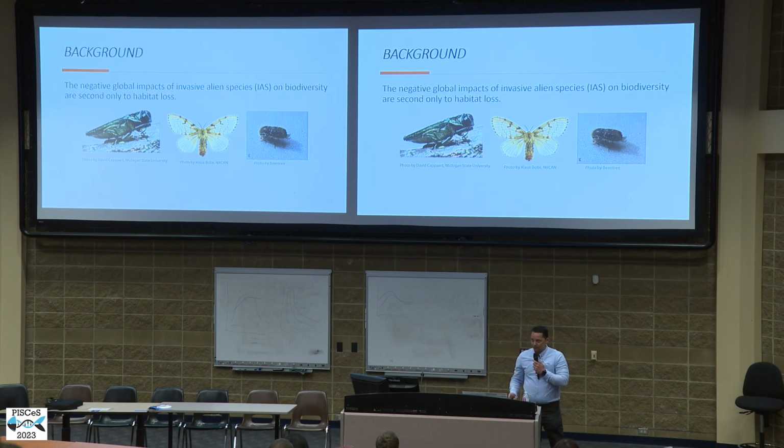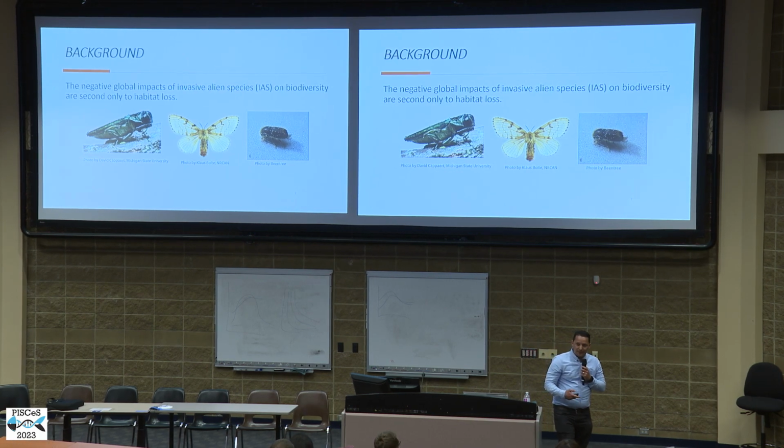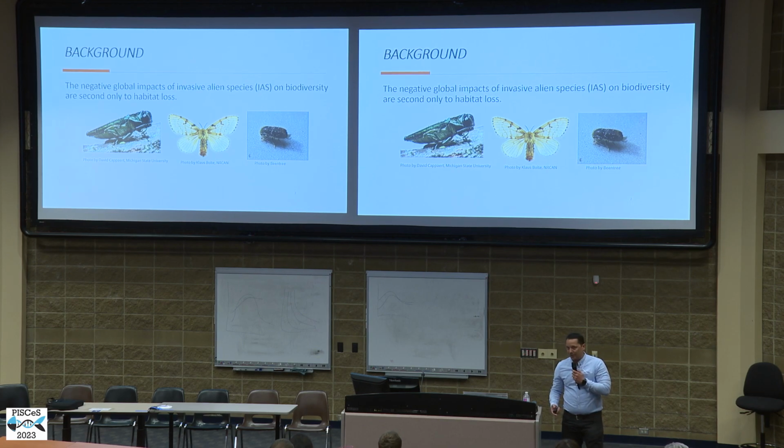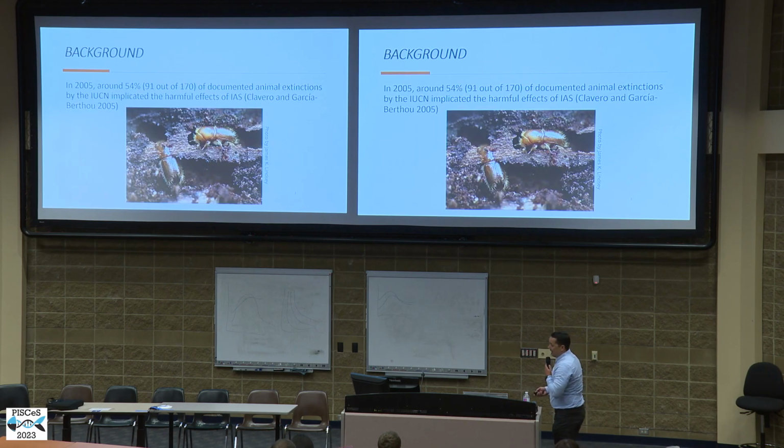The first one is on biodiversity, where negative effects of invasive alien species are considered the second cause of biodiversity extinction, only second after habitat loss. In 2005, 54% of animal extinctions documented by the IUCN implicated negative effects of invasive alien species. And we cannot say that the rest of the species were not affected, simply we don't have that information in the other cases, or in most of the other cases.